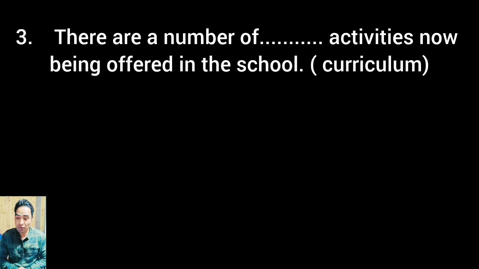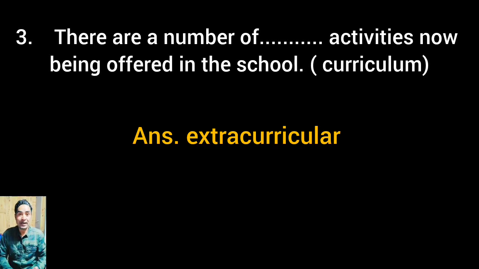There are a number of dash dash activities now being offered at the school. You have to use the right part of speech of the given word. The word is curriculum. The answer is extracurricular. But why? Do you know what part of speech you need in the sentence? We need an adjective. But why? Because activities is a noun. Before a noun, we write an adjective. So that's why the answer will be extracurricular.